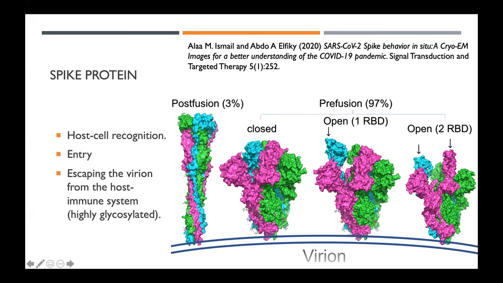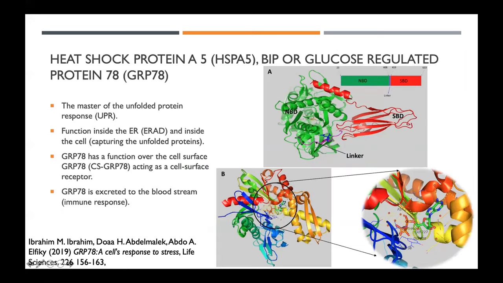So now I am talking about a host cell protein called heat shock protein A5, HSPA5, or glucose-regulated protein GRP78, which is a host cell receptor that has a function inside the cell in the normal condition. It is a master of the unfolded protein response, UPR. As we can see from this figure, we have two domains, the nucleotide binding domain and the substrate binding domain.